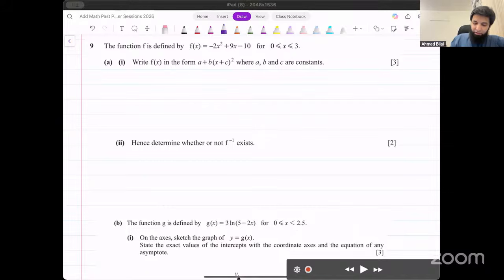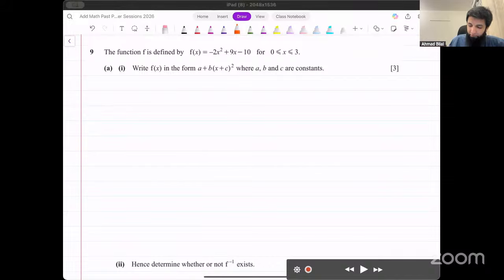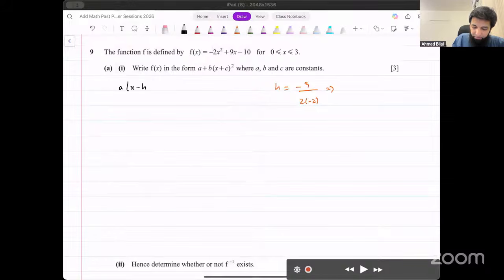The function f is defined by this for x between 0 and 3. Express f of x in this form. We have to complete the square, right? There are multiple ways of doing this. This is the method that I generally prefer, that we find the x and y coordinates of the turning point, minus b over 2a, or differentiation. What's the turning point going to be? Minus 9 over 2 into minus 2. The value for h in this vertex form or the completed square form is 9 over 4. Okay, now once we got the value for h, let's find the value for k.